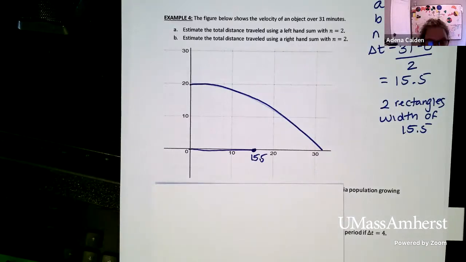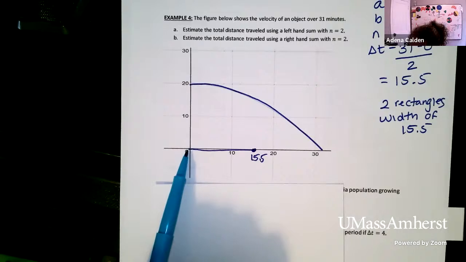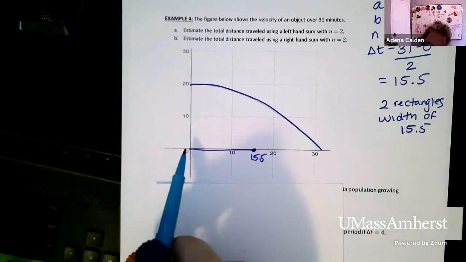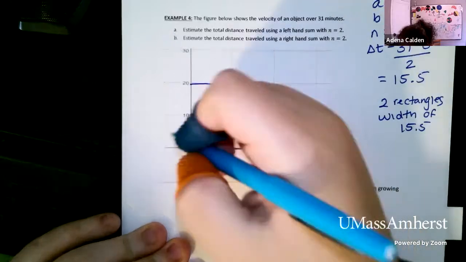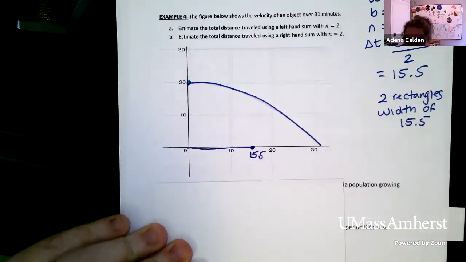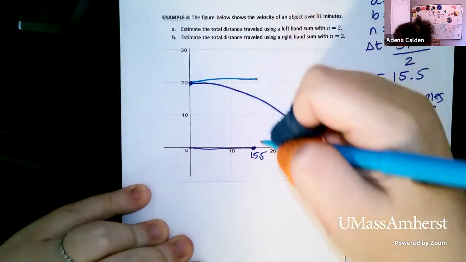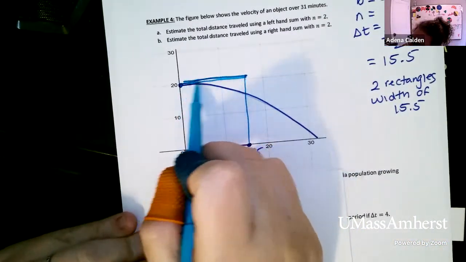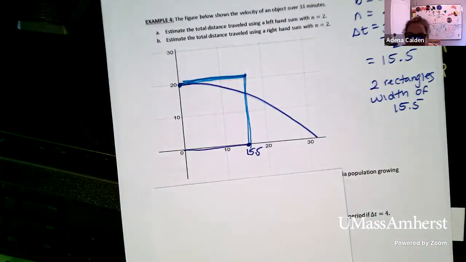Okay, so let's start with part A. Let's start with a left-hand sum. If we're doing a left-hand sum, then I have to take my first interval, 0 to 15.5, and I'm using the left-hand point, which is 0, to dictate the height of my rectangle. So I'm going to go up until I hit the function, which is at 20, and I'm going to assume a constant rate for that interval. So I get this rectangle that looks like this, where again, the left-hand point is what touches the function.